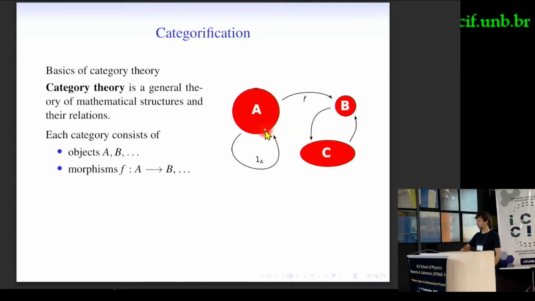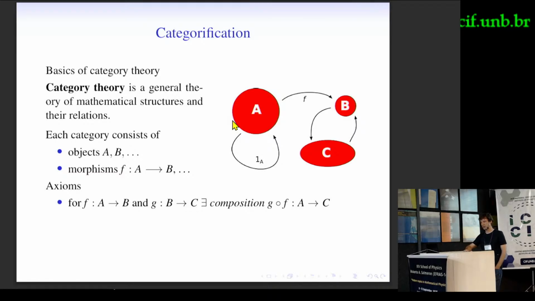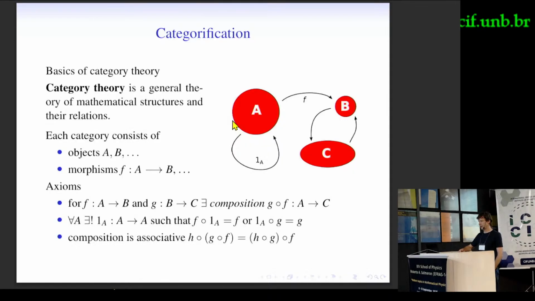So you have a map from A to B. I also have maps from A to A, and the axioms just say that these arrows should have a composition. So if I have a map from A to B and a map from B to C, then there should be a composition that maps from A to C. And there should be an identity morphism, which maps any object to itself, and composing it with any morphism gives the same morphism. And this composition should be associative.